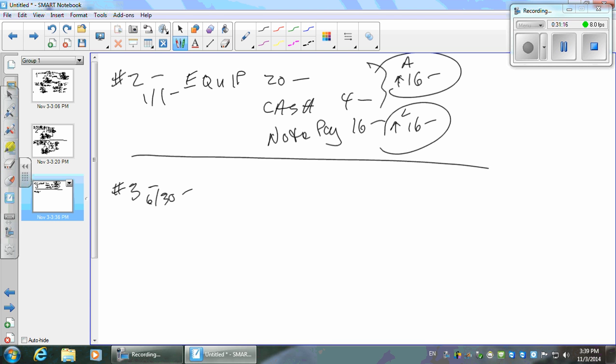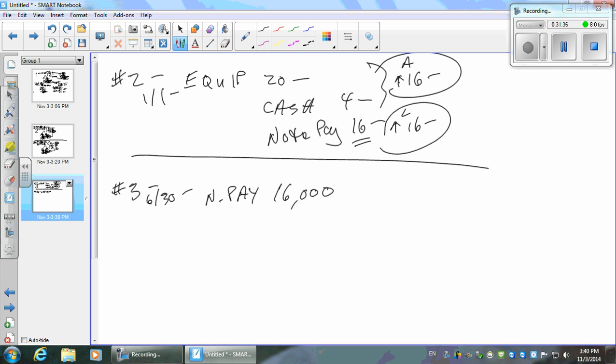What are you paying for? The equipment, but what are we paying? We already paid 4 of it, so what's the rest we have to pay? The note payable of 16. So what do you want to do to notes payable? Of course, you're paying it off. Debit notes payable for 16. I think that's true. Okay?